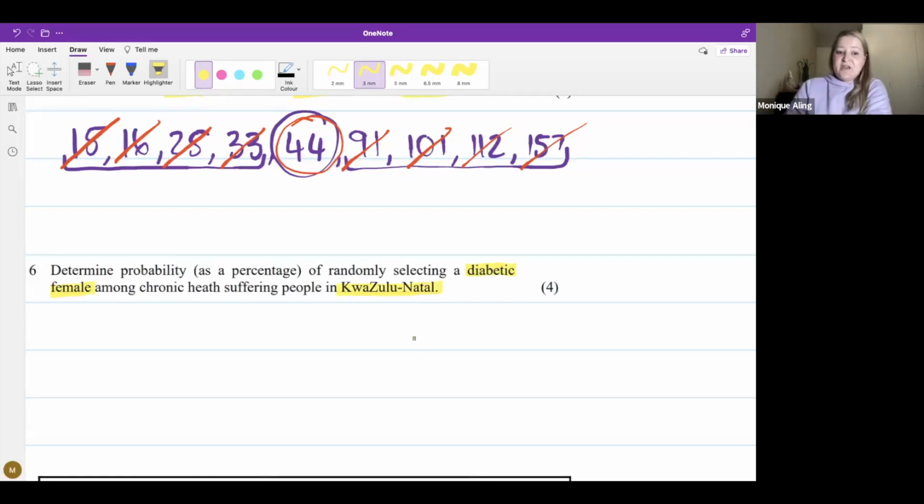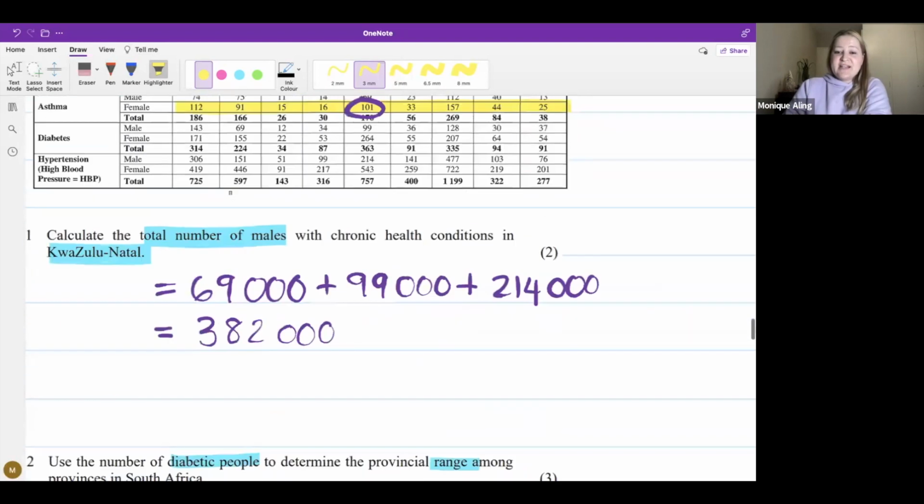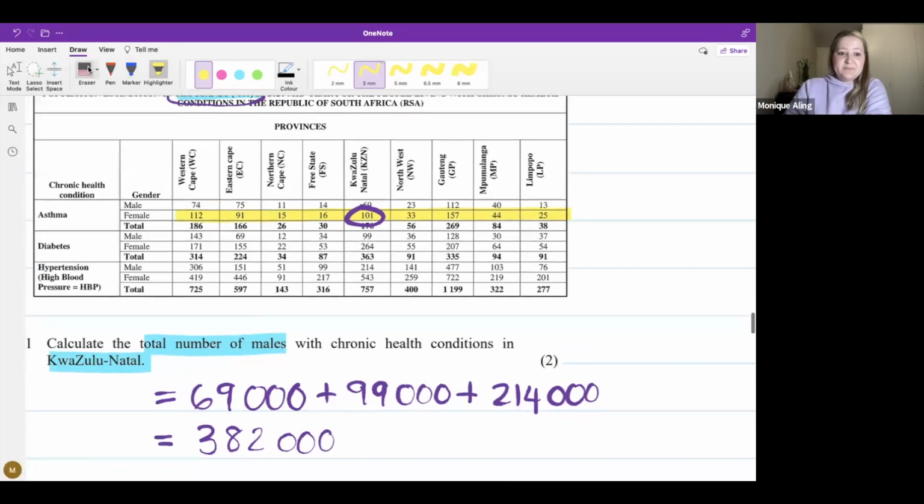Okay, so let's go have a look at those stats. Okay, we're looking at KZN specifically. Jasmine's raised their hand. Yes, Jasmine.